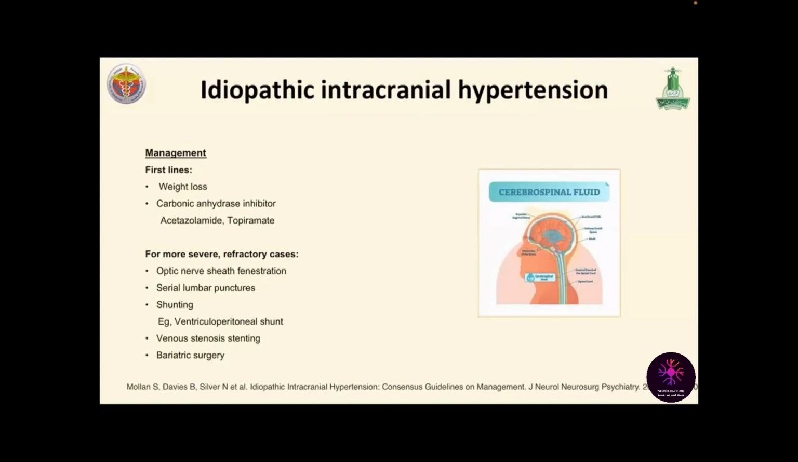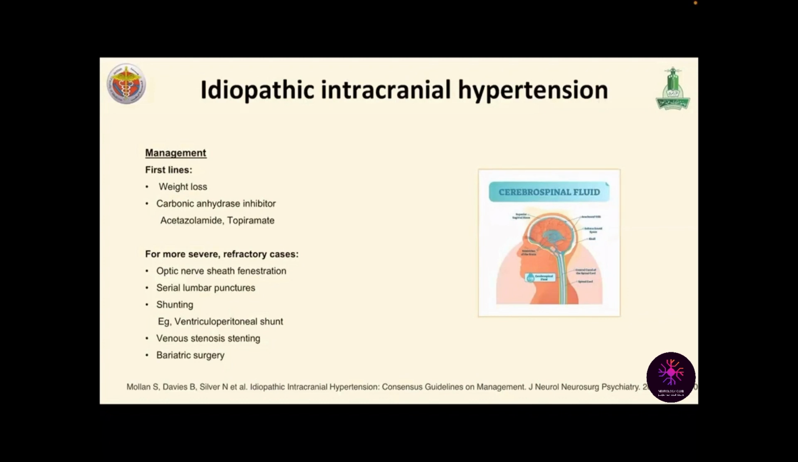hormones, etc. So for the first line medication, it's usually acetazolamide, which belongs to the carbonic anhydrase inhibitors. These will likely decrease the CSF production rates. So for more severe and refractory cases, we could offer procedures and surgical options. They're usually reserved for patients with worsening of the visual symptoms despite medical therapy or more aggressive disease.